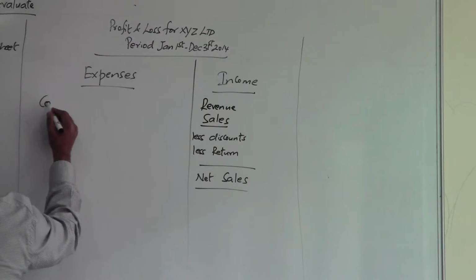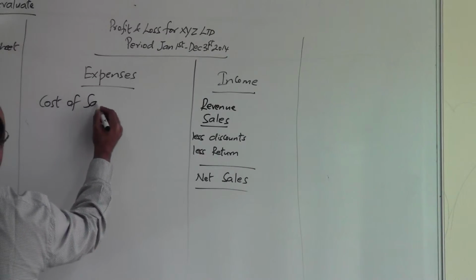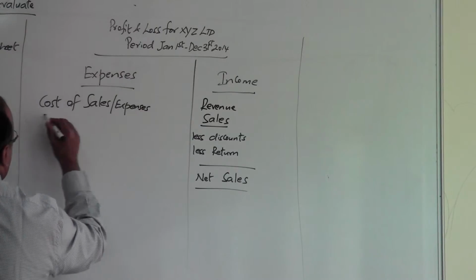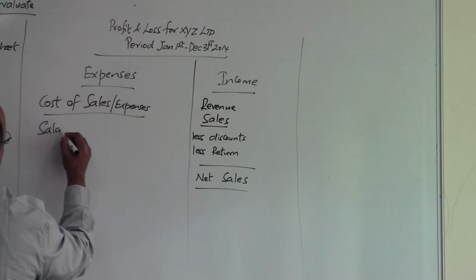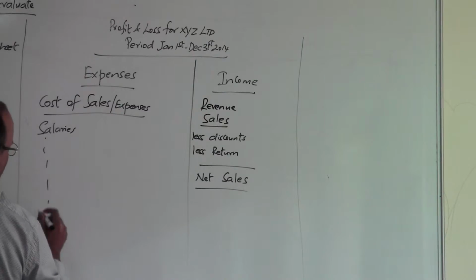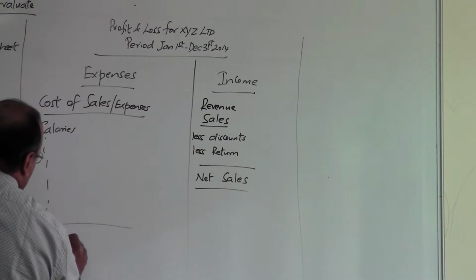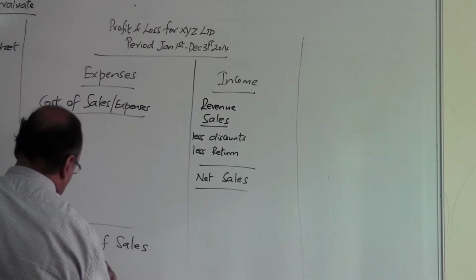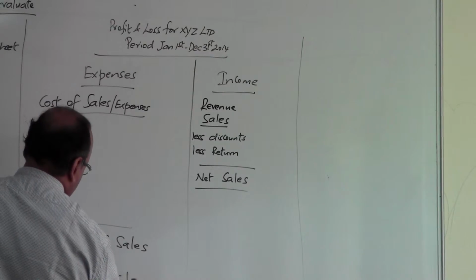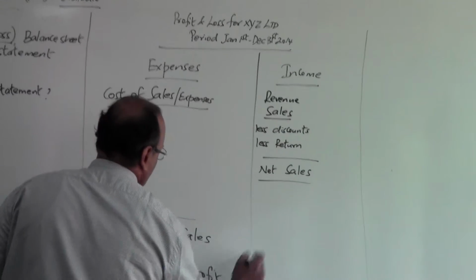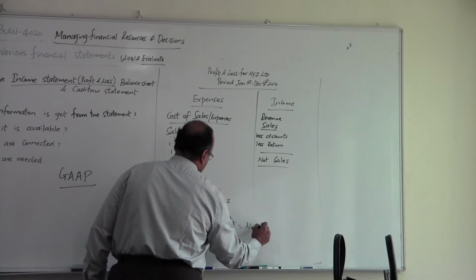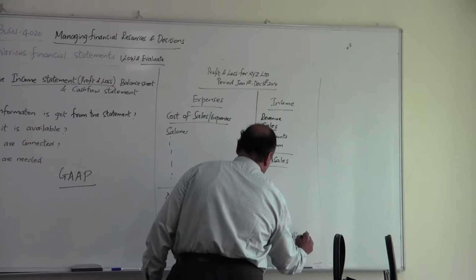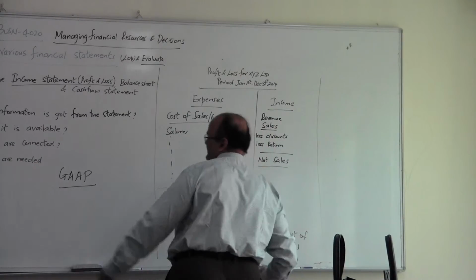Expenses side, we call it cost of sales or expenses. And you start recording everything, salaries, the whole thing. Okay. Then you come to the net cost of sales. So ultimately you get a gross profit, which is nothing but the difference between these two. Net sales minus cost of sales. Okay, so that's exactly what I've written there.